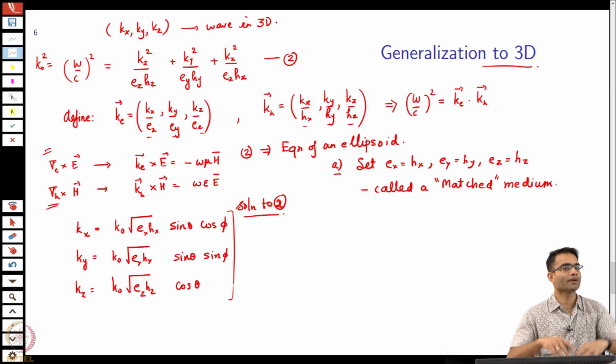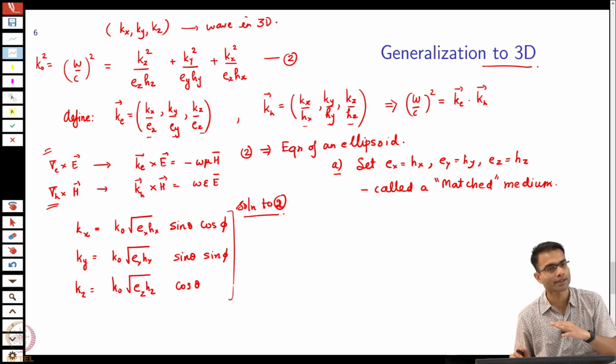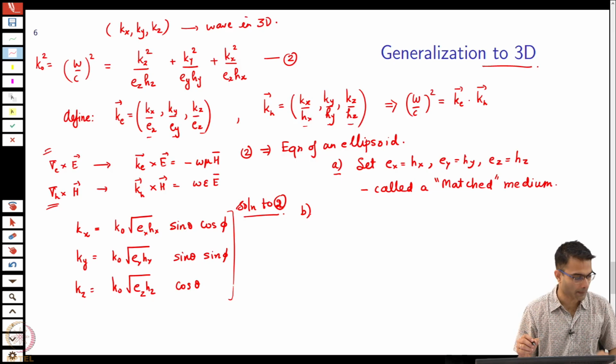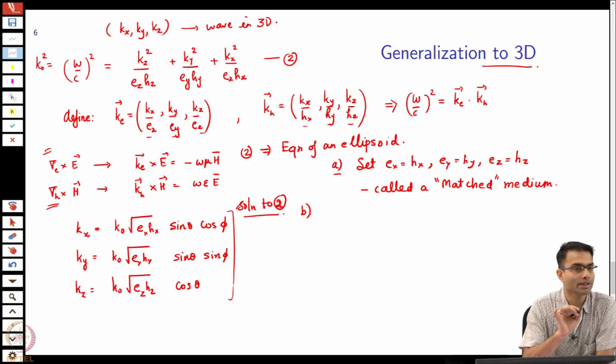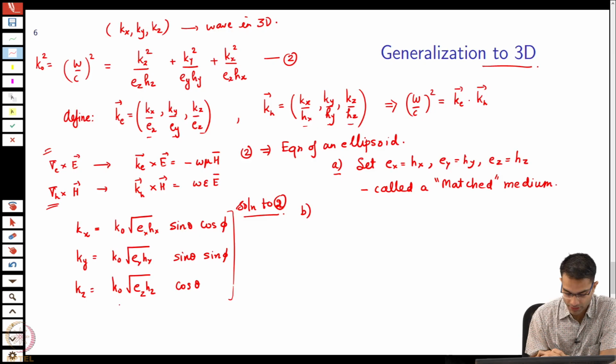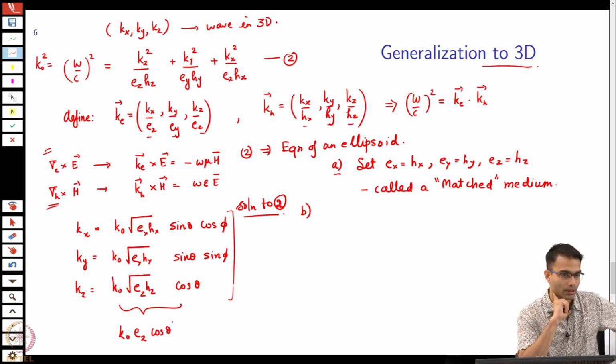Having posed the problem in a very general way, now I begin to see where I want to get to. Okay. So when I make the electrical parameters equal to the magnetic parameters, I call it a matched medium. Okay, that's just terminology. But the more important conclusion comes over here. Now all the E's are equal to all the H's. So take any one of these three solutions. For example, this solution over here, what will it become? k naught Ez cos theta. That's what it becomes under this matched medium condition, right.